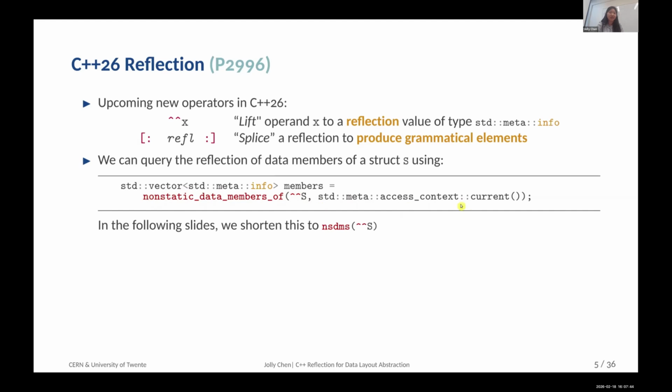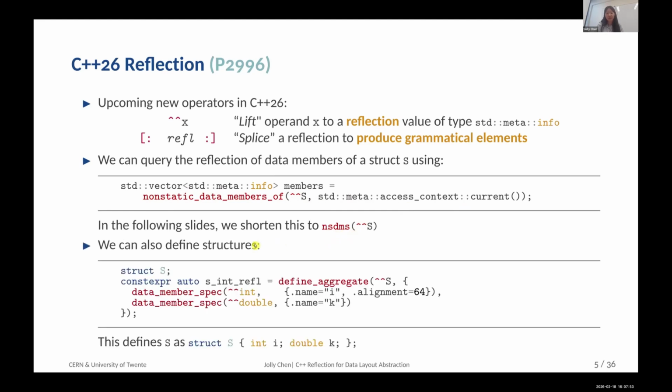And since this is a really long line, I will be shortening this to NSDMS in the rest of my slides. We can also define structures using define_aggregate. This takes as parameters the reflection of the struct that you want to define and a list of data member specifications. Each specification takes in the data type that you would want to have for this data member and optionally a name and an alignment. So in this example, we are defining struct S as a structure that has an integer named I and a double named K.